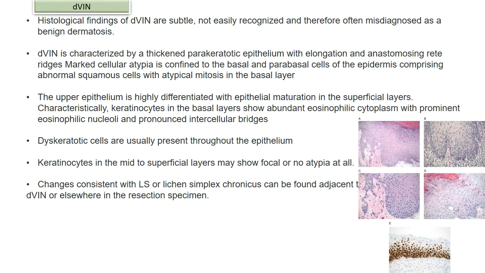Characteristically, keratinocytes in the basal layers show abundant eosinophilic cytoplasm with prominent eosinophilic nucleoli and pronounced intercellular bridges. Dyskeratotic cells are usually present throughout the epithelium. Keratinocytes in the mid to superficial layers may show focal or no atypia at all. Changes consistent with lichen sclerosus or lichen simplex chronicus can be found adjacent to the DVIN or elsewhere in relation to the resection specimen. The lowermost picture shows P53 staining, which is usually in the basal cell layer and shows overexpression, that is mutated type.